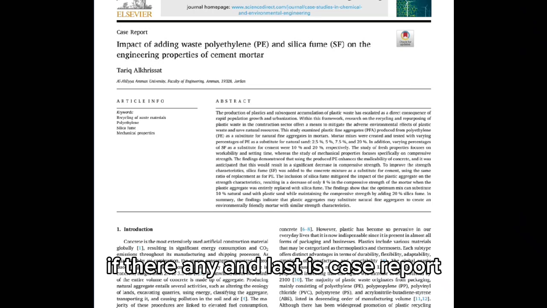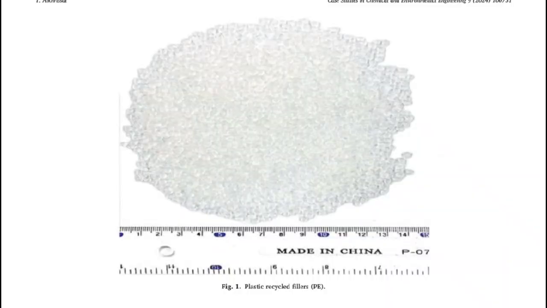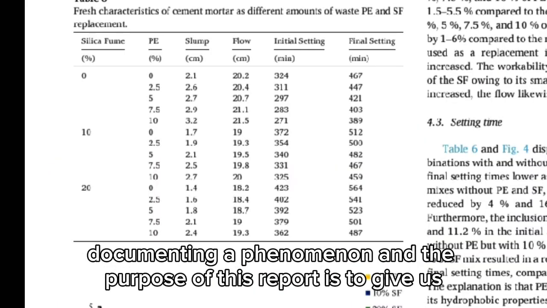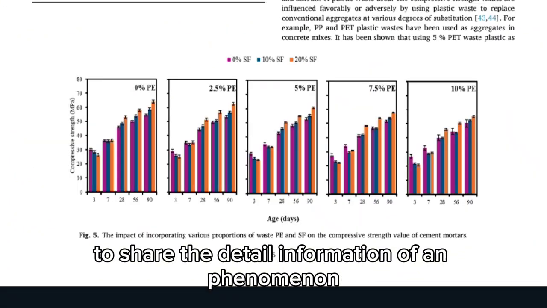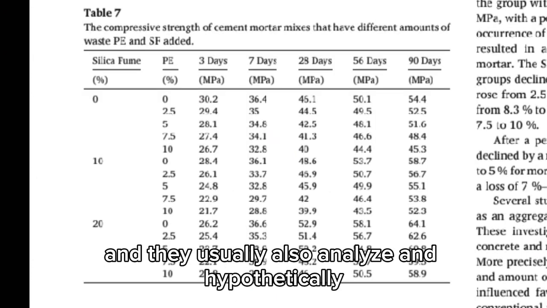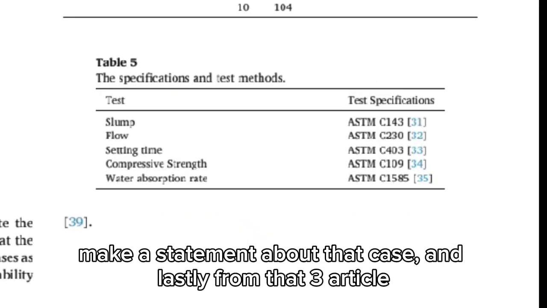And last is the case report. A case report gives us the data about their case, like a phenomenon, documenting a phenomenon. And the purpose of a case report is to share detailed information about a phenomenon. And they usually also analyze and hypothetically make a statement about that case.